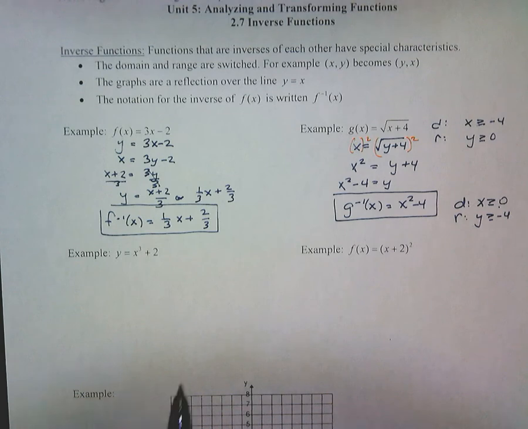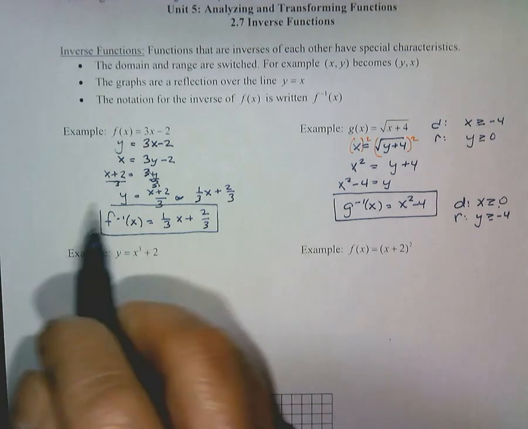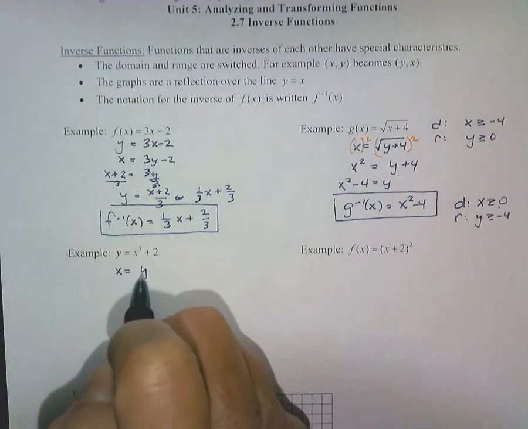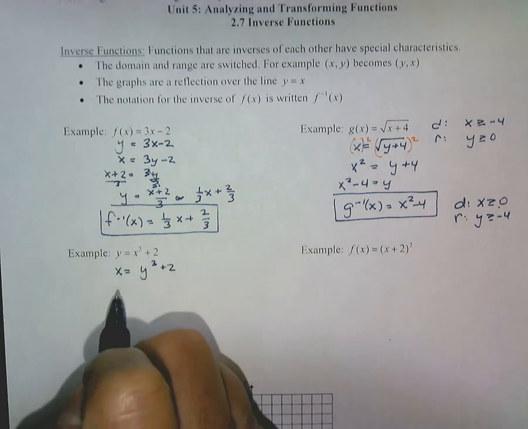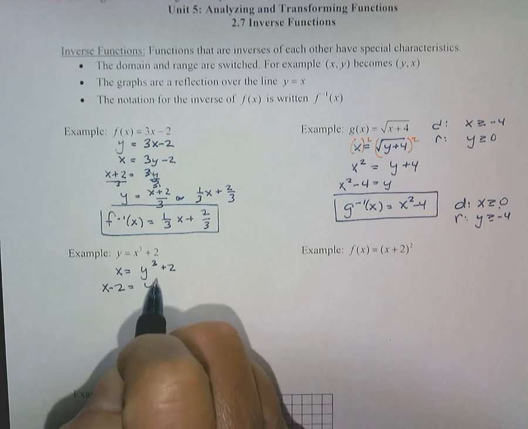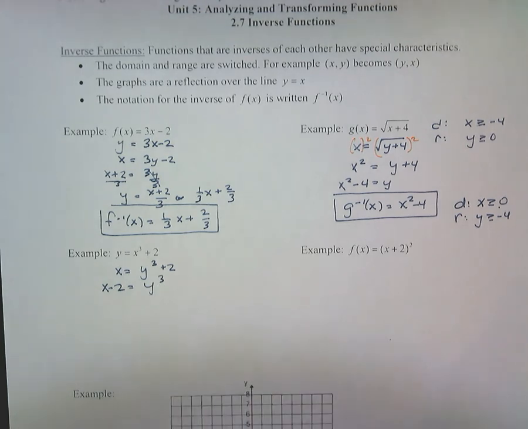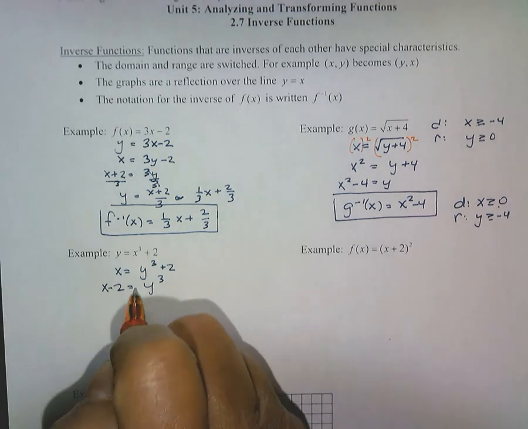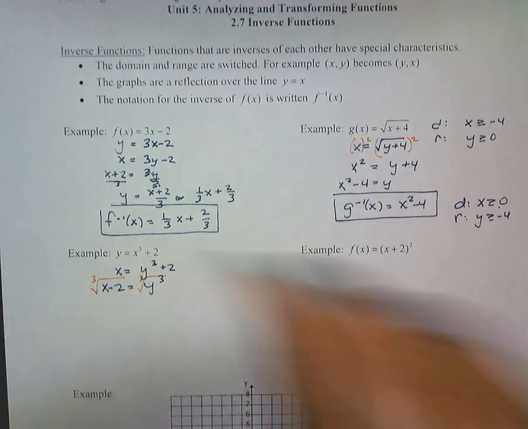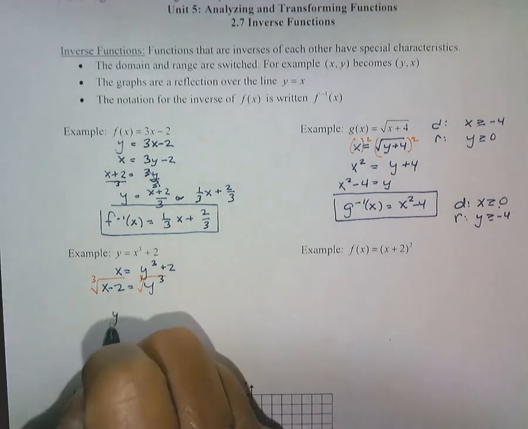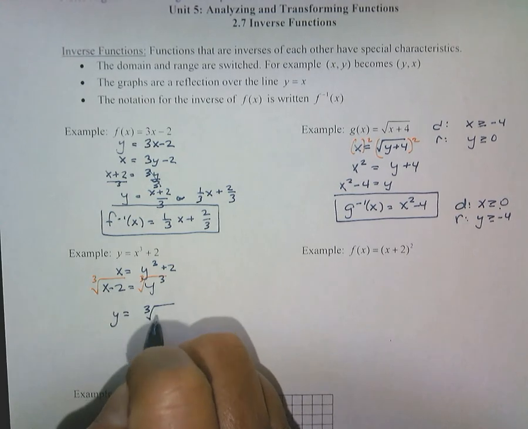My next example, I have y equals x cubed plus 2, so I'm going to rewrite it as x equals y cubed plus 2. Subtract the 2, I get x minus 2 equals y cubed. To get rid of something cubed, I want to take the cube root of it. So I have to take the cube root of both sides. So I get the inverse is equal to the cube root of x minus 2.